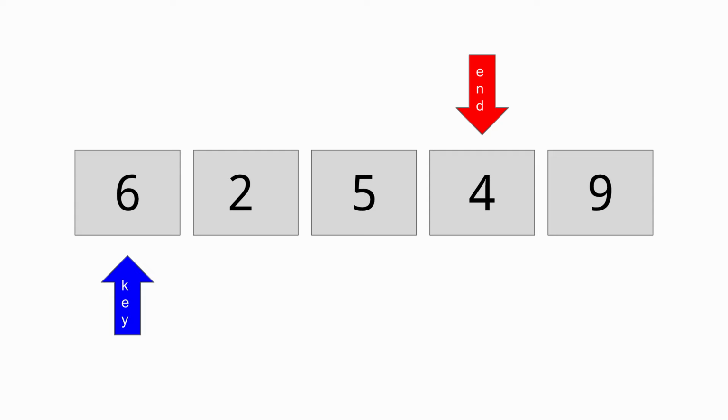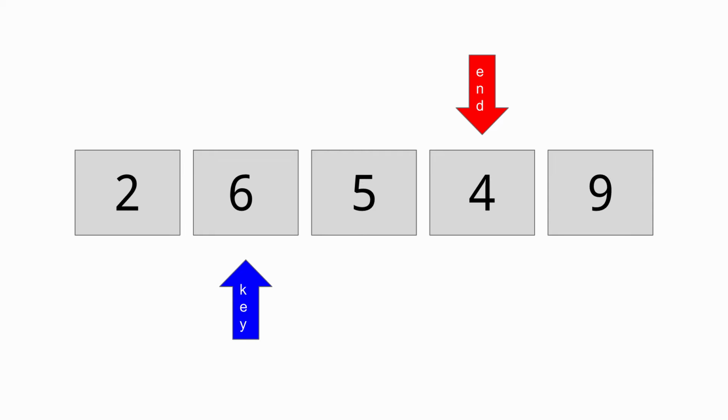So we're back at the first element, which right now is our key element. Again, we're going to check if the element immediately to the right of the key element is less than the key element. So is 2 less than 6? Yes. Now we're going to swap 6 and 2. Now we move our key marker right by 1.